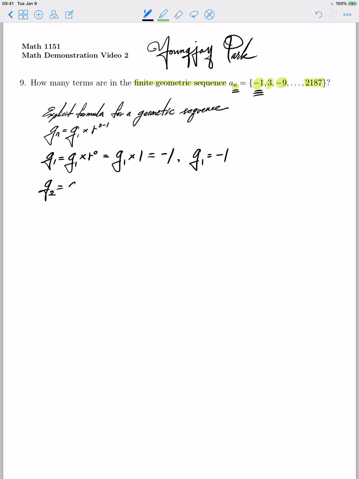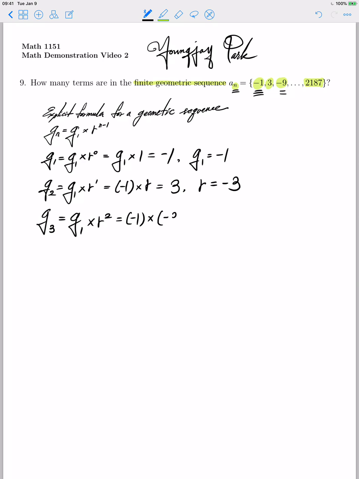and G_2 is G_1 times r to the 1 power, which is -1 times r. And the value is 3. So just from here, we already know our ratio is -3. And let's write out our third term here as well, which is G_1 times r to the second power. G_1 is -1, and the ratio is -3. -3 to the second power times -1 equals -9, which is the right value.